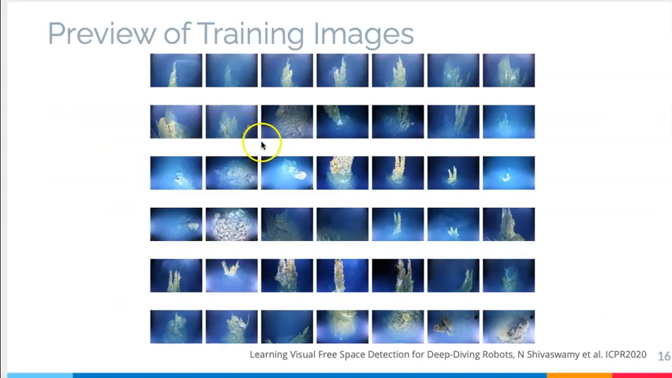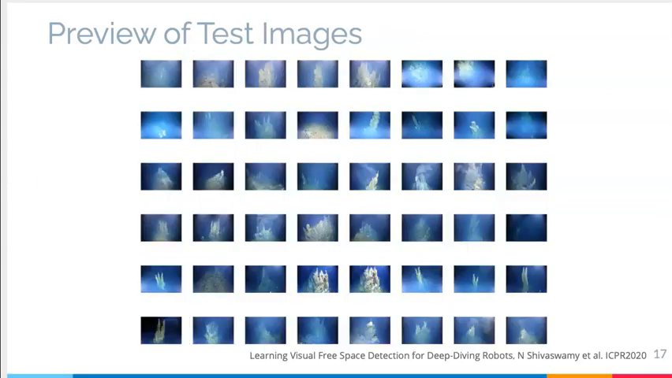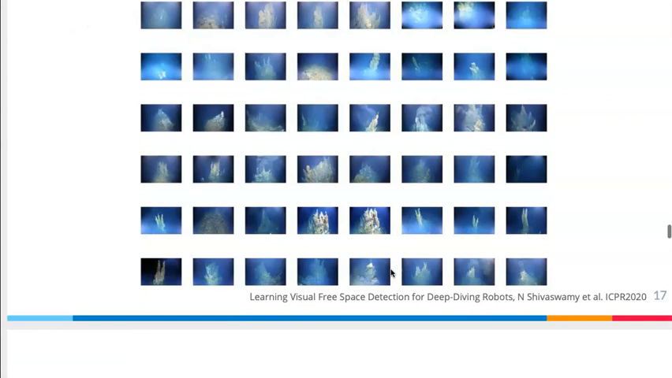Here is a glimpse of training images, which contain high brightness images, low brightness images, and images with smoke. Then we have test images, which have similar image characteristics as training images, but they're quite different from the training images.